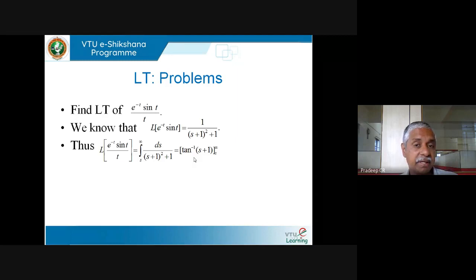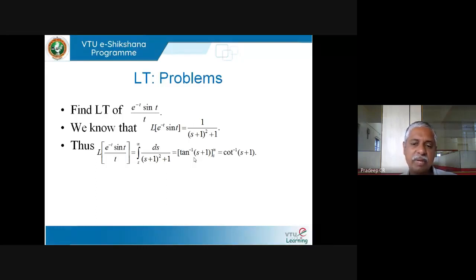If it is infinity, tan inverse infinity plus 1, infinity plus 1 is infinity. So tan inverse infinity is pi by 2 and tan inverse other one will remain s. So pi by 2 minus tan inverse s plus 1, which is same as cot inverse of s plus 1. I hope it's clear.